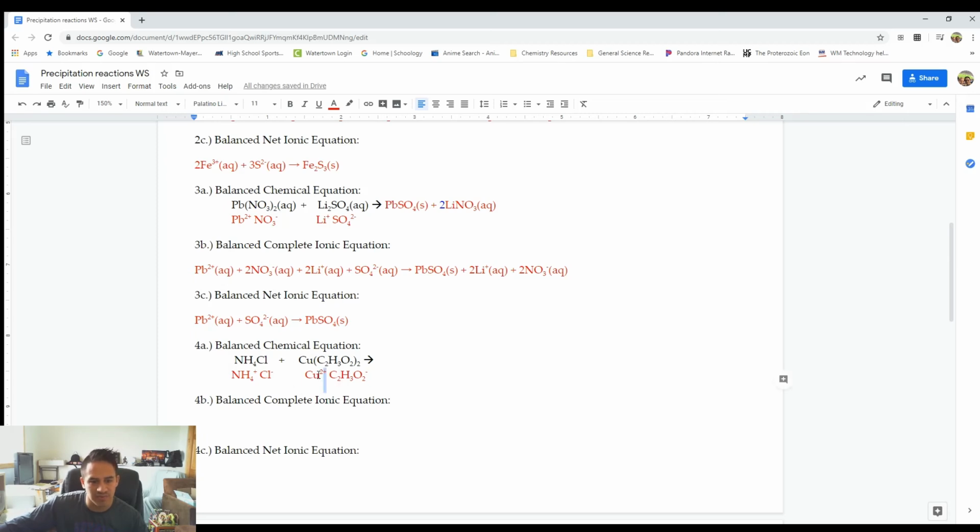Okay, I know that this is copper 2 plus because there's 2 acetates. So there are 2 of these, which means total they are -2. That means that this copper has to be +2. Okay, that's how I know that's copper 2 plus.